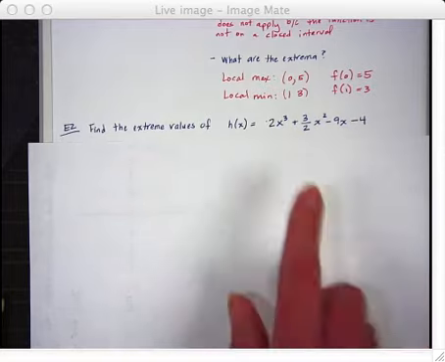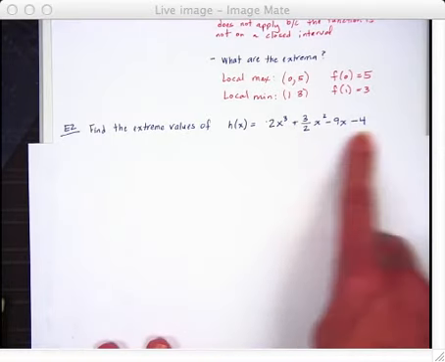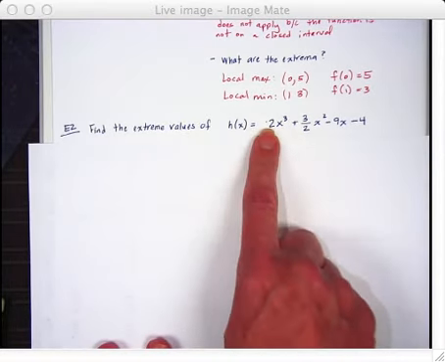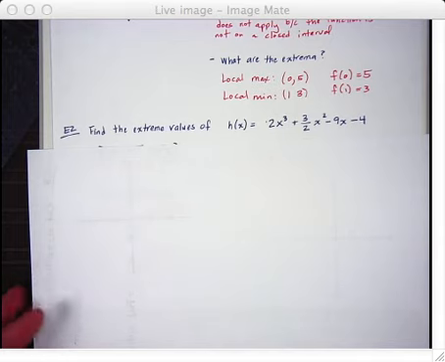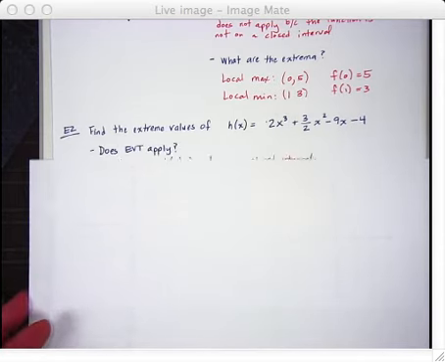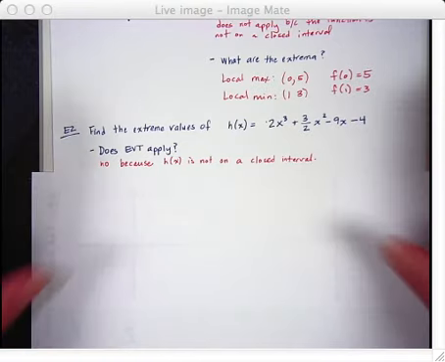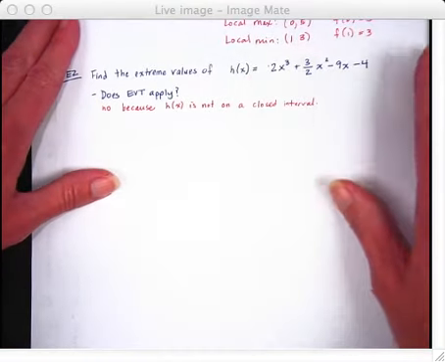All right, now I know that this is a polynomial function. It's a cubic. The leading coefficient is positive, so it's going to look like a curvy lightning bolt, coming from the bottom and then heading up as you're going from left to right. Now, does EVT apply? That's a no, because h of x is not on a closed interval.